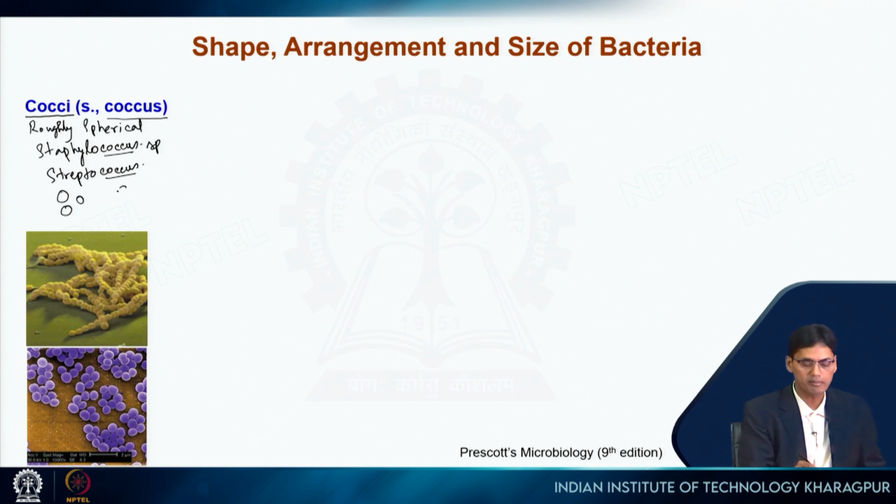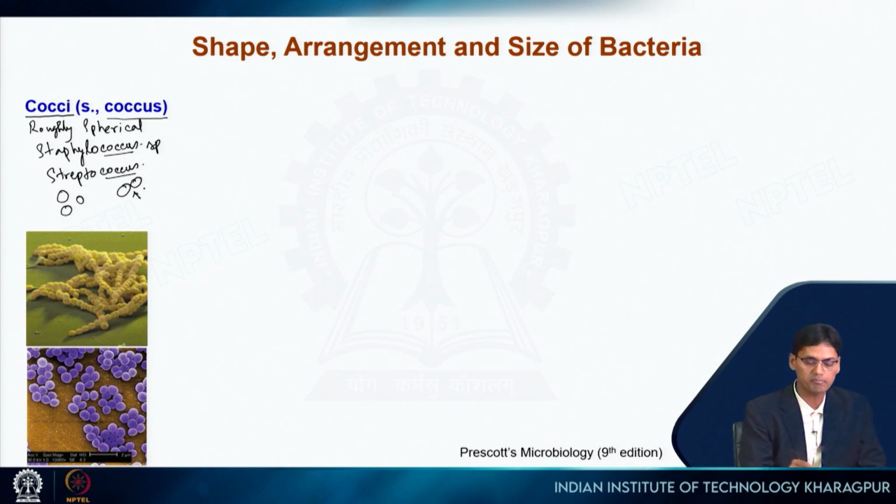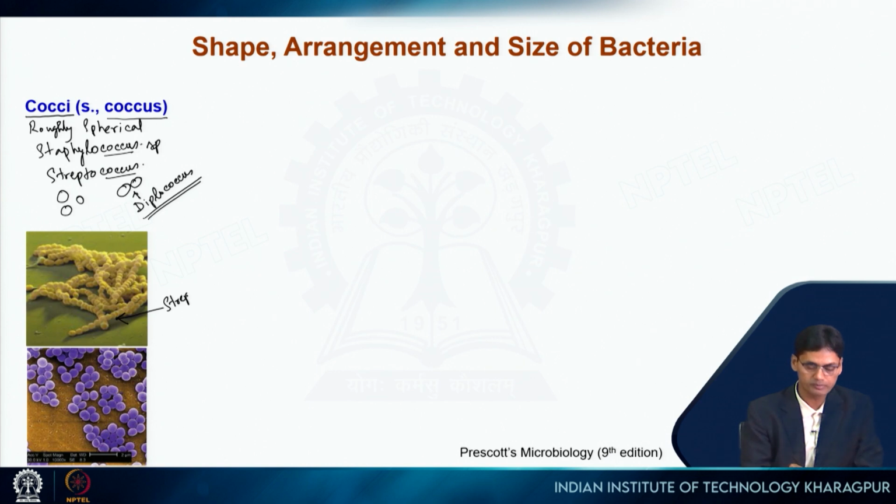For example, some coccus can be paired, like 2 coccus together. During division, somehow they are staying together. This is an example of bacteria I can mention here, Diplococcus. So this is 2 coccus staying together, Diplococcus. Not just 2, there are some other bacteria that can be in a kind of chain. As you can see here, this is in chain. Although they are coccus, they are in chain, and this is Streptococcus.